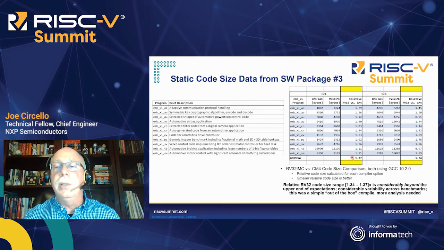You can see across the Os optimizations, we had a 1.37 geometric mean across all of those. For the O3, it was a little bit lower, down to 1.34. So a couple of things to note here. Again, the relative geometric mean in this case across these benchmarks was much higher than we would have expected in terms of where public domain information suggests the relative code size would be.